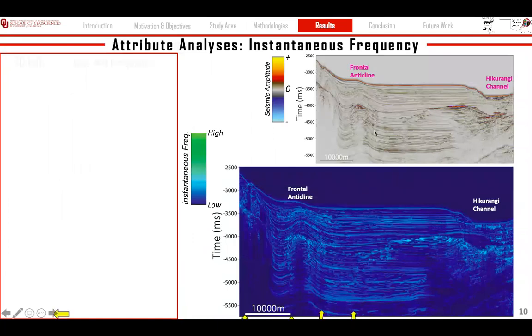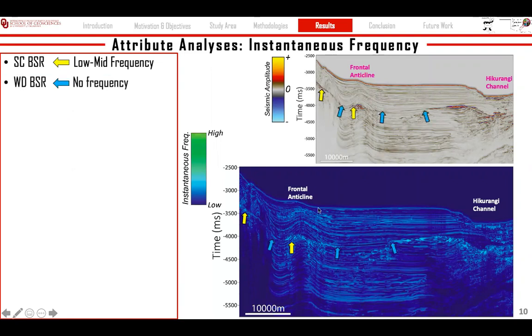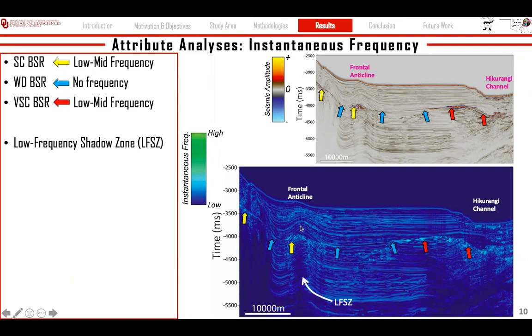On to the results. For our attribute analyses, the instantaneous frequency shows a low to mid frequency response where we interpret the strong continuous BSR. For the weak discontinuous BSR, we observe no frequency response, or a response that is too similar to the background geology, and therefore it's difficult to distinguish the response from the background geology. We also interpret a low to mid frequency response in the region of the very strong continuous BSR.